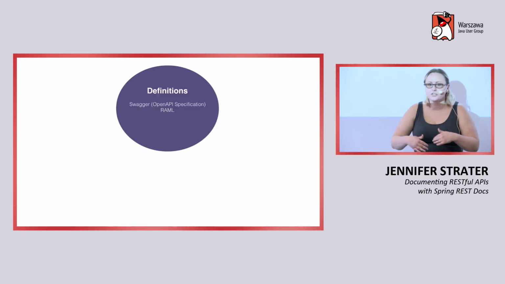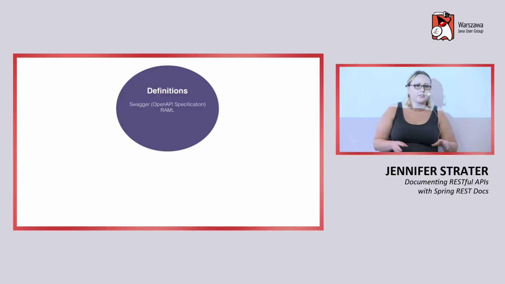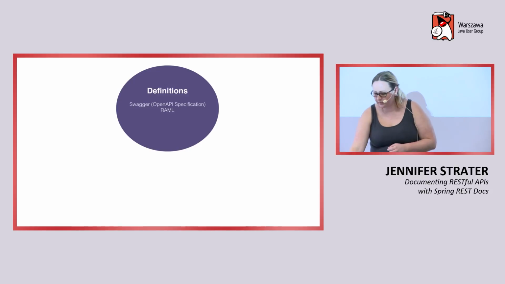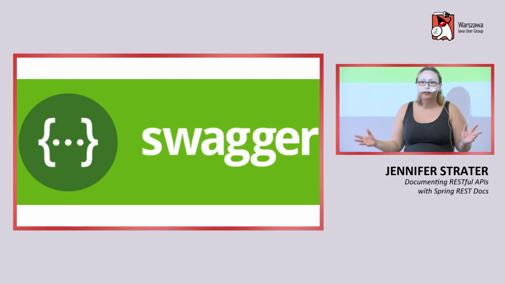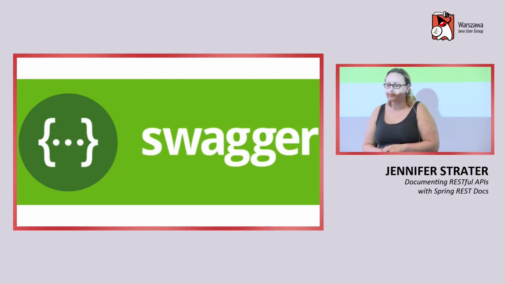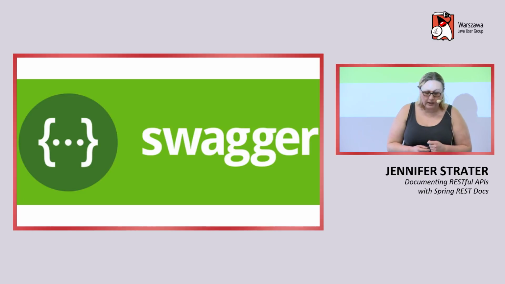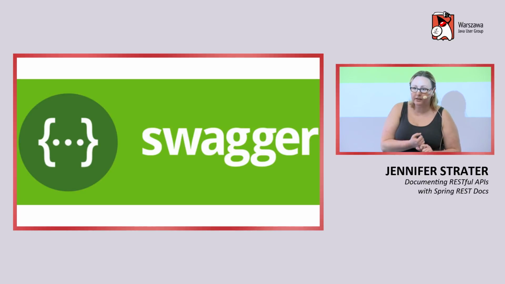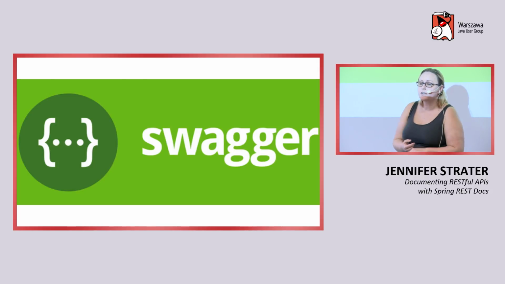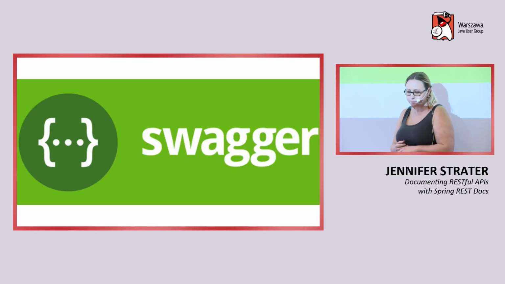So before we can actually get to Spring REST Docs, we should talk about what the other options were, right? And so, yes, Swagger, the most popular one. So overall, Swagger is a lot of things. You can use it for documentation, but at the core, it's a standard for describing what your API is going to do.